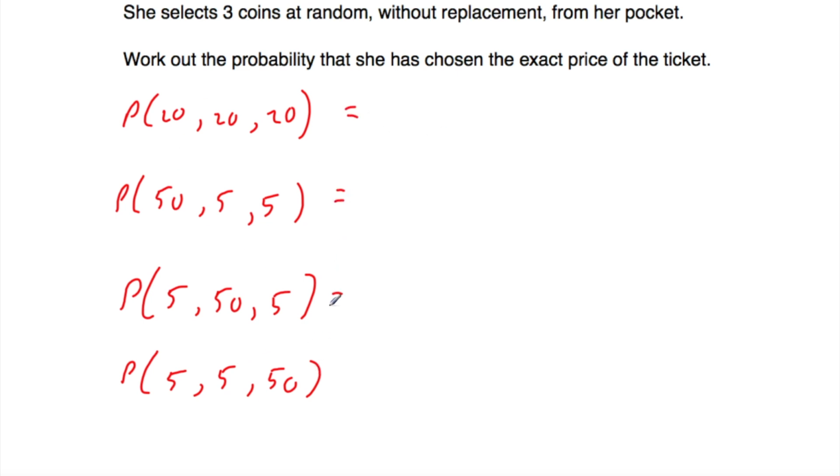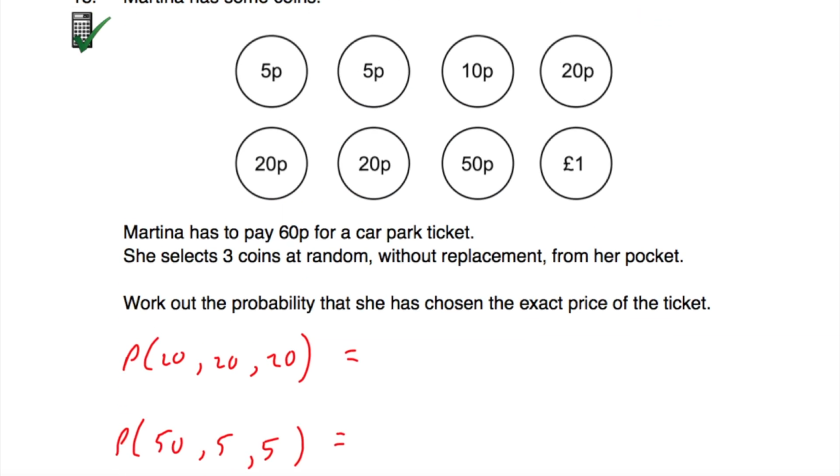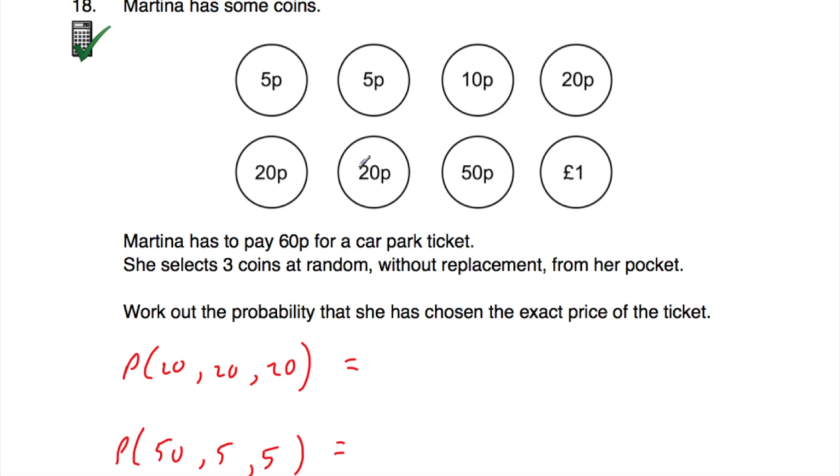So let's work out the probability of Martina getting a 20p, a 20p, and a 20p to begin with. So in terms of the coins, she's got 8 coins, and she's got 3 20p's.